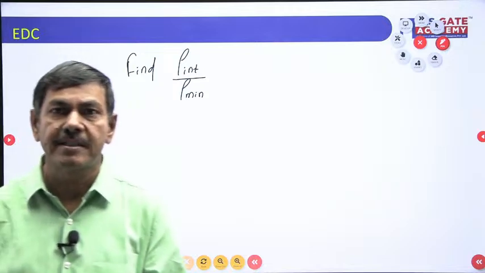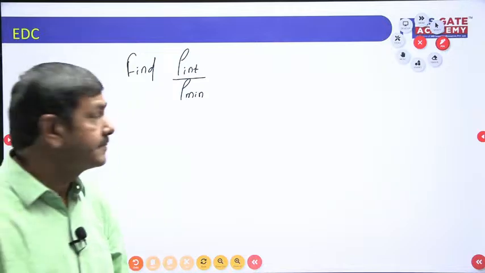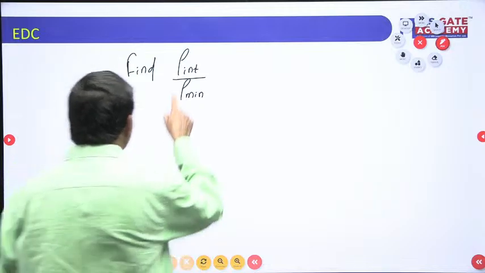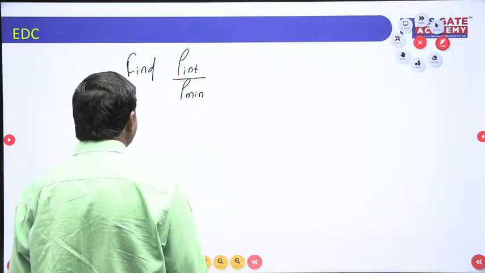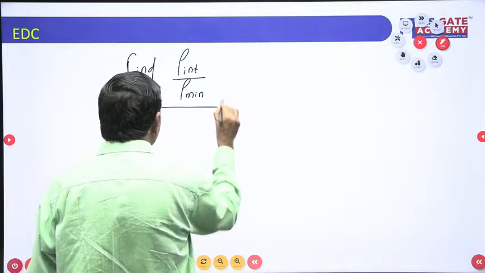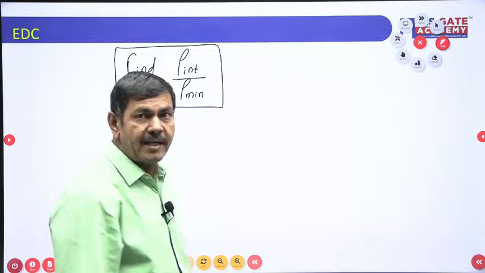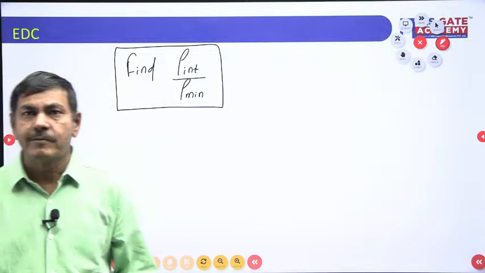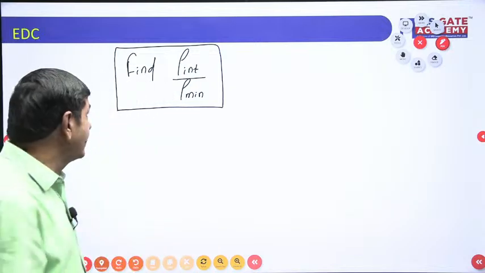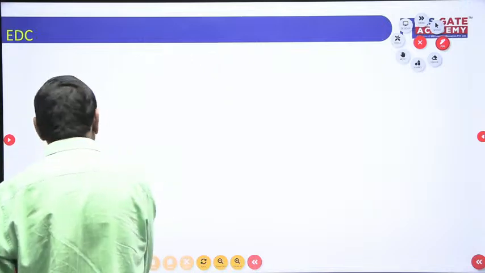Anybody can do this question? You know, already I have done what is rho for the intrinsic semiconductor, and I gave rho minimum also. You try to calculate it, and if you are getting the answer, very good. This is just to practice. Okay, next question I will give.